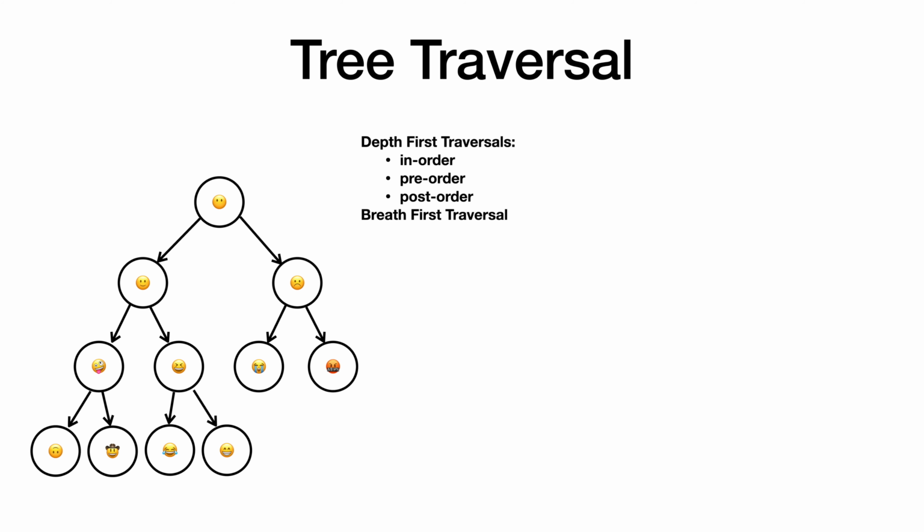So within the depth first traversals, there's also three specific ways to enumerate the nodes within the tree. We call those in order, preorder, and postorder. And all it really changes is when you print the root of the subtree that you're talking about. Whether you print it first, which is preorder, in the middle of the two children, which is in order, or after both of the children, which is postorder. So in, pre, post really tells you whether you're printing this node in the middle, before, or after.